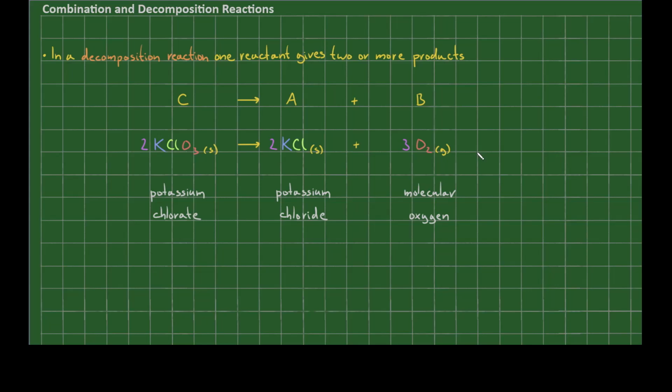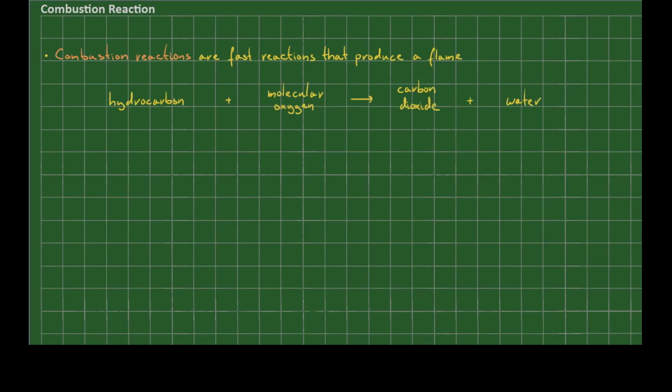There is one more type of reaction that I want to talk about, and that is combustion reaction. Combustion reactions are usually very fast and they produce a flame. Right now, I want to focus on the combustion reactions of hydrocarbons and alcohols. Generally speaking, when we burn or combust a hydrocarbon in the presence of molecular oxygen, we will end up with carbon dioxide and water. If I pick a hydrocarbon such as propane and react it with oxygen, it will give me carbon dioxide and water. Let me quickly balance this chemical reaction equation.